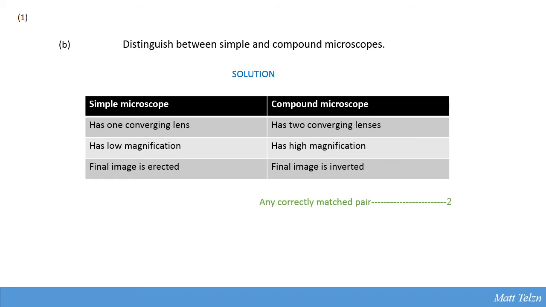The telescope has one converging lens. The compound microscope has two converging lenses. Correct. It has low magnification, has high magnification. Final image is erect and final image is inverted. Any correct ones, then you mark it, you give the person the 2 marks. But if you write final image is erect and you follow it with it has two converging lenses, you are wrong, you see. So these are some of the mistakes that when I saw the students, I just pity them.